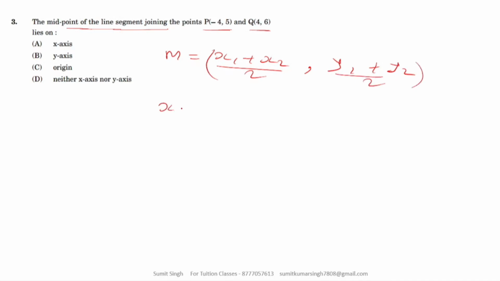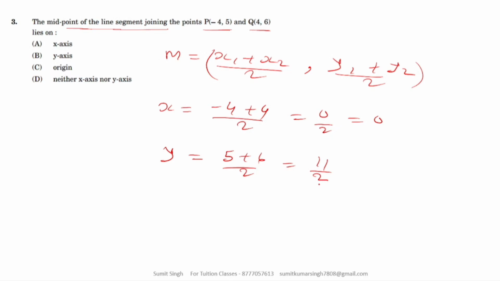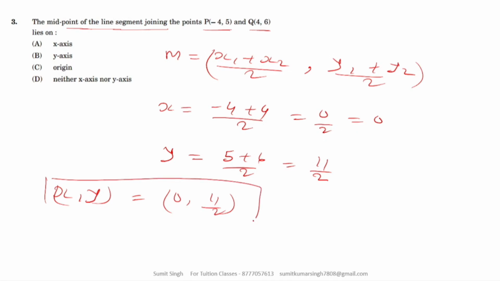We want to find out the value of the x coordinate, that will be (x1 + x2)/2, which is (-4 + 4)/2, that will be 0/2, and 0/2 means 0. Now similarly we will find the value of the y coordinate, that will be (5 + 6)/2, which is equal to 11/2. So basically we have the coordinates (x, y) as (0, 11/2).